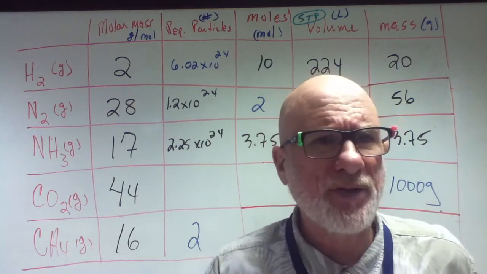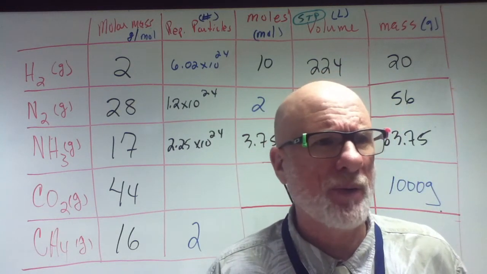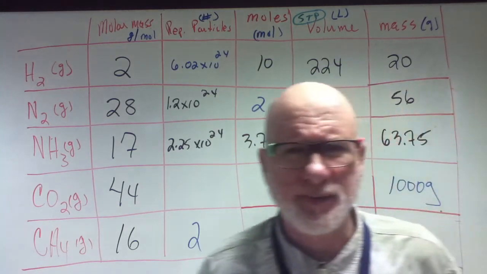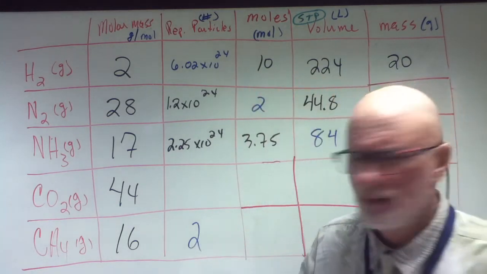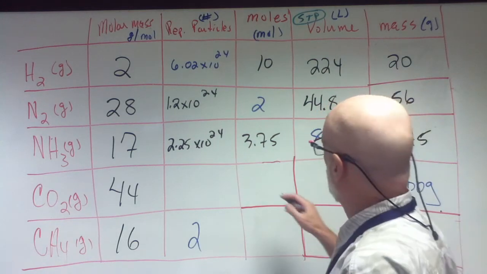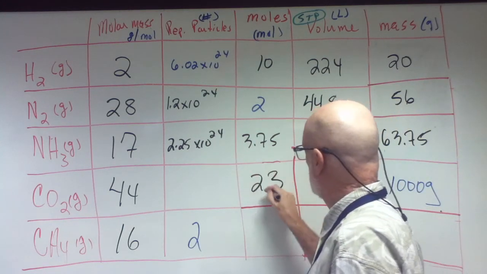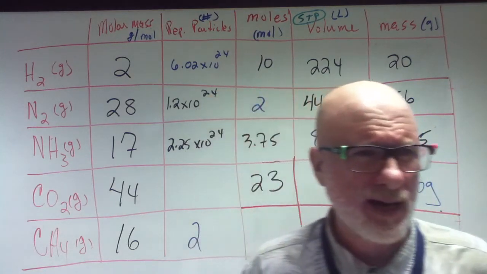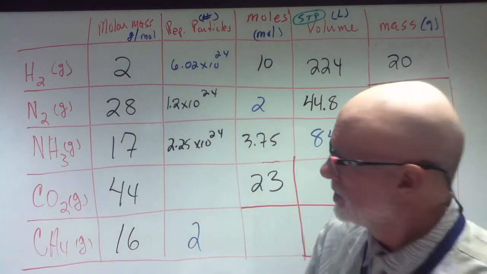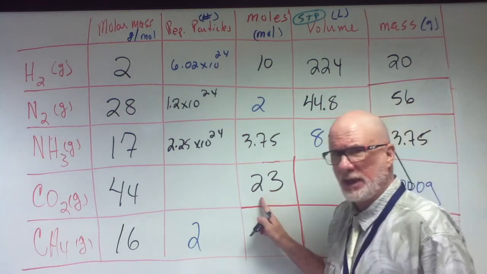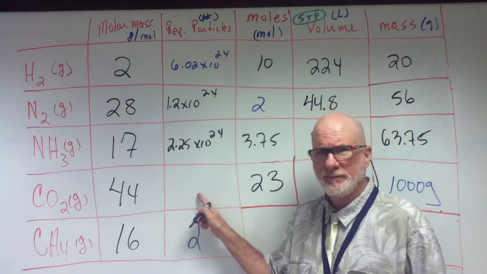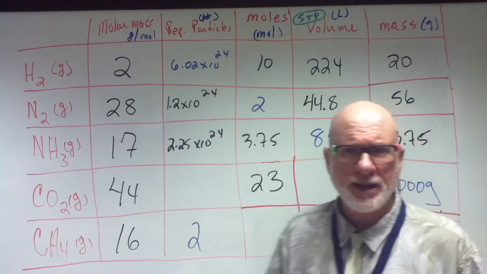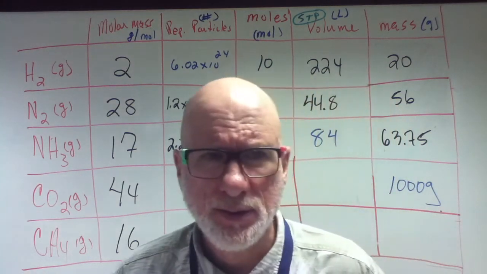So what did you get? What is 1,000 divided by 44? 22.73. Can we just say 23? I hate this 0.75 business. So 23 moles. Is that okay? We're rounding there. We're going to get a lot of round-off error, but who cares? You get the point? So what is 23 times what to get the number of particles? 6.02 times 10 to the 23rd times 23.